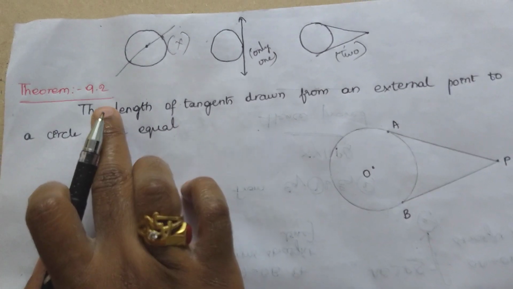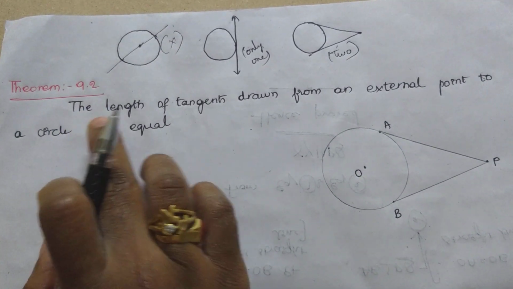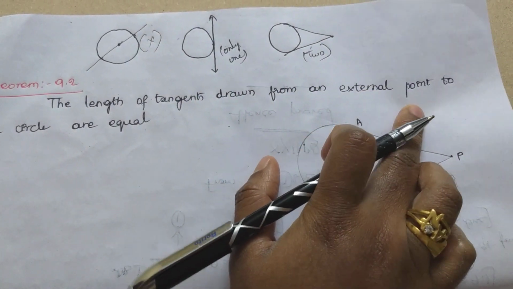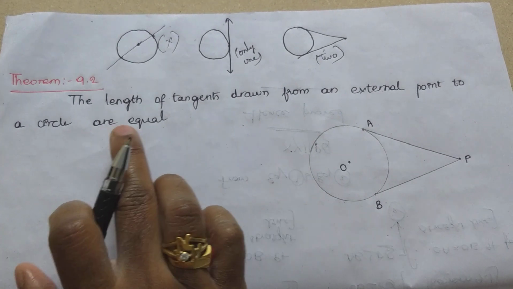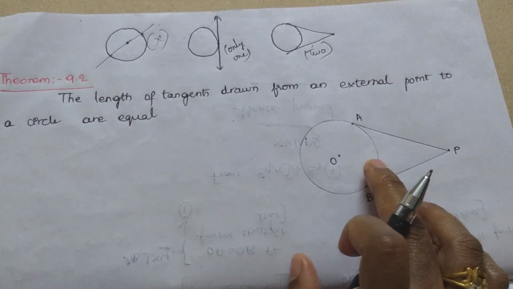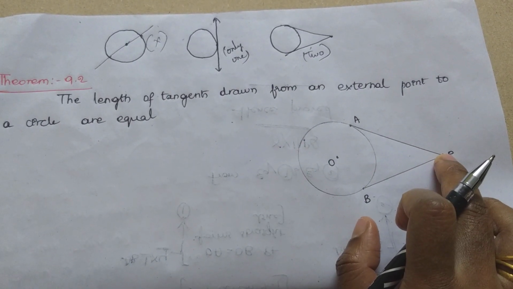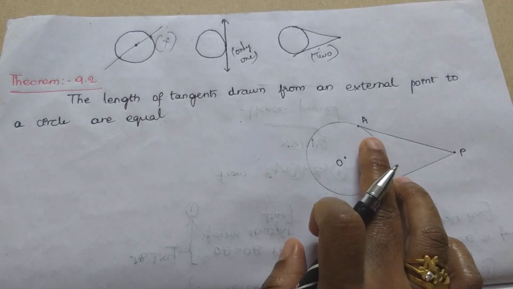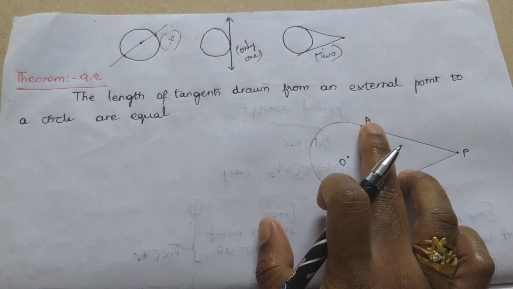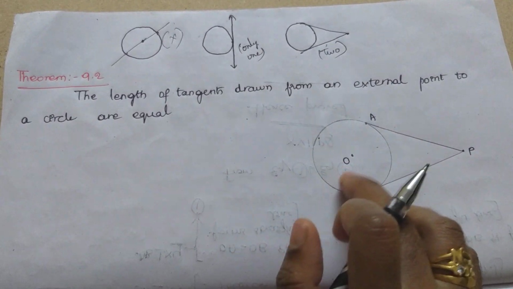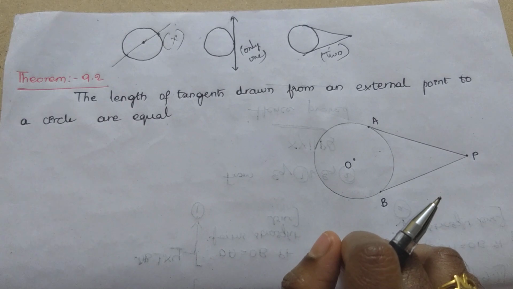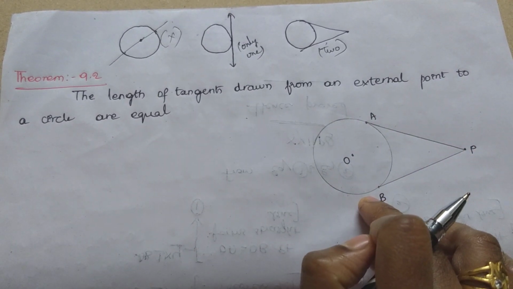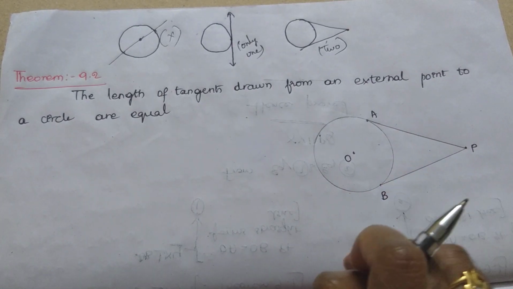So, what is theorem 9.2? Let's see the statement. The lengths of tangents drawn from an external point to a circle are equal. So here the point is an external point, and from the external point we can draw 2 tangents. They have given the tangents as PA and PB to the circle with center O. So what do we need to prove? We need to prove that the lengths of the tangents are equal. We have to prove PA equals PB.